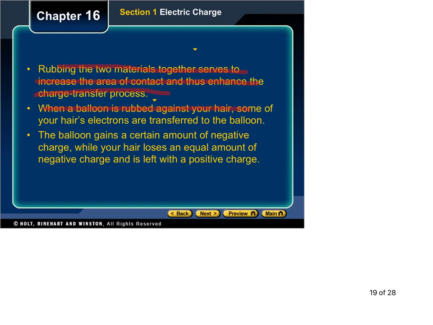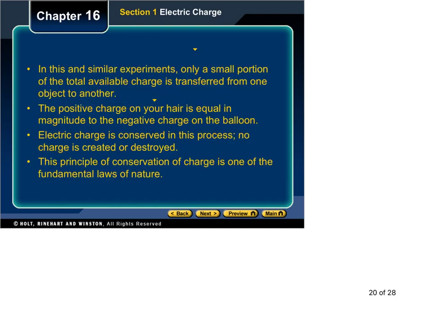When that balloon was rubbed against your hair, some of the hair's electrons are transferred to the balloon. So the balloon gets a little negative charge. Your hair loses that negative charge, ends up with a positive charge. But only a small portion of the available charge is transferred from one object to another. The positive charge on your hair is equal to the negative charge on the balloon, which means electric charge is conserved, no charge is created or destroyed.